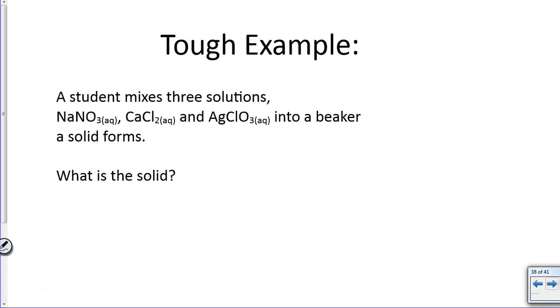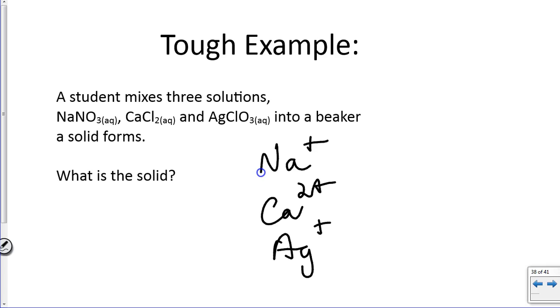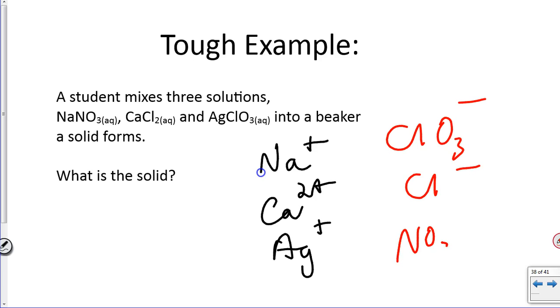Let's list everybody we've got. We've got Na+. We've got Ca2+. We've got Ag+. On the anion side, I've got a ClO3-. I've got a Cl-. I've got an NO3-. At this point, guys, I've helped you with a little organization for how you can start to sort out the question. If you want, pause the video, go to the table, see if you can figure out which one of these combinations would make a solid.